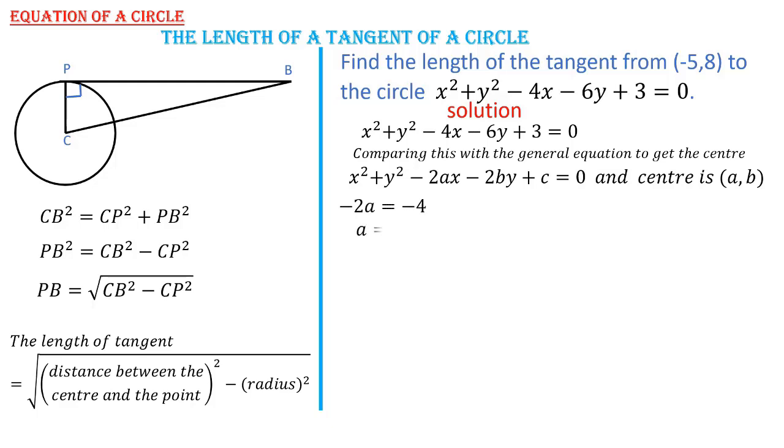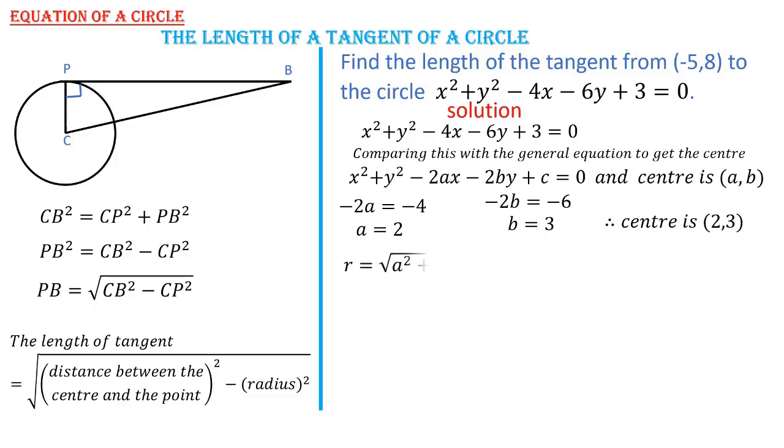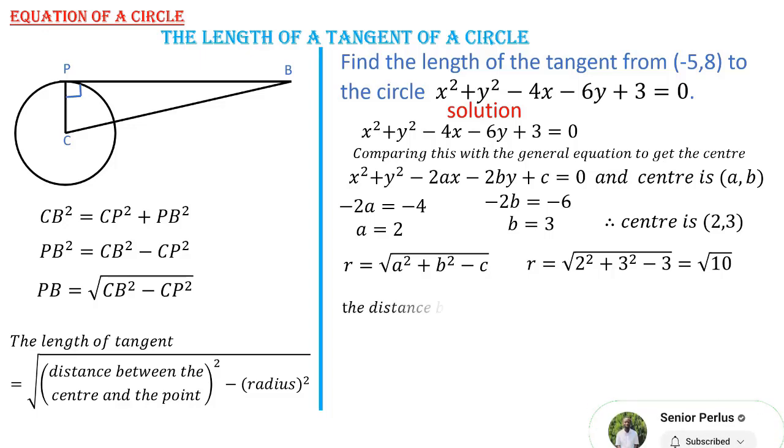Negative 2a equals negative 4. Therefore, our a is 2. And for b, negative 2b equals 6. Then our b is 3. Therefore, our center is (2, 3). Now we know our center. Let's find the radius. Now, radius, this is the formula. We have proved it and shown the reason why we got this, right? Do you remember? Yes. So we just substitute, and our constant term, that's our c, is 3 here. So our radius is root 10.